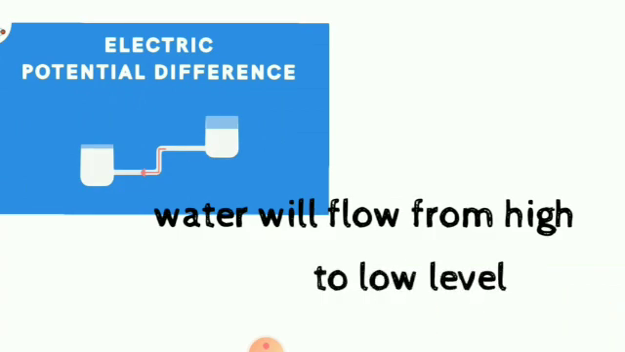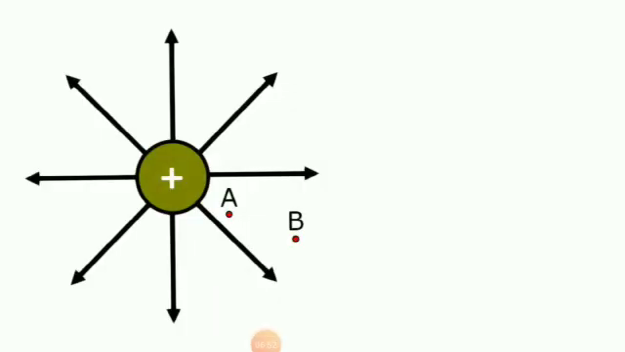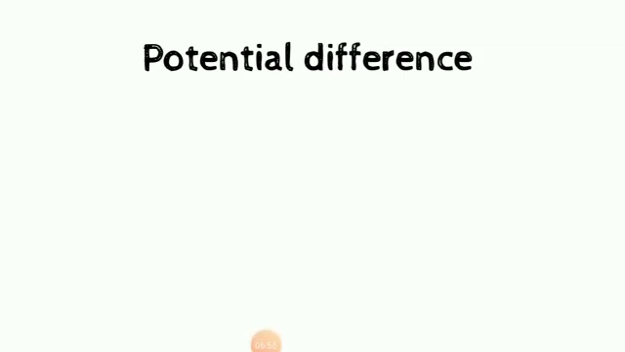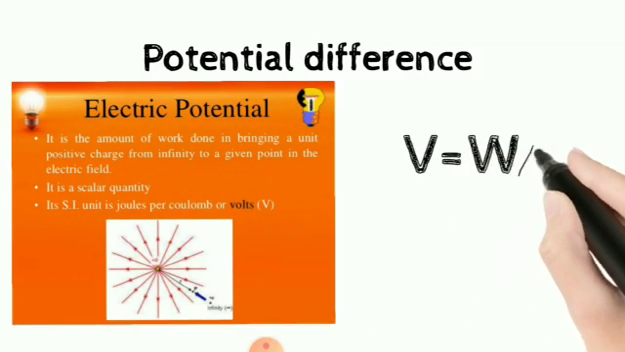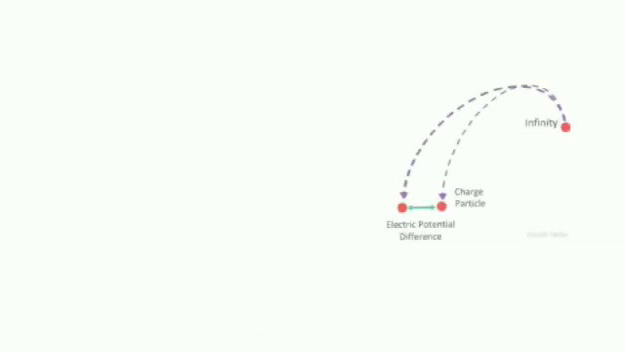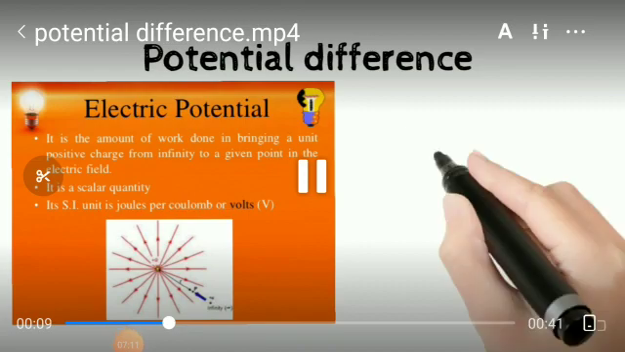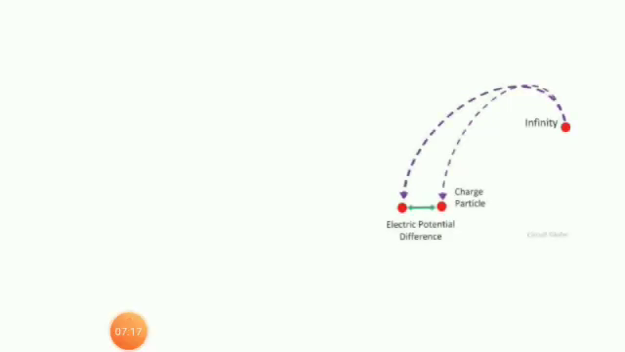Let me show you another thing. Here is a test charge. If we see potential difference, you see the accumulation of negative charge creates an excess of electrons there. So we see that it's the amount of work done in bringing a unit positive charge from infinity to a given point in the electric field. This is potential. That's the story of potential.